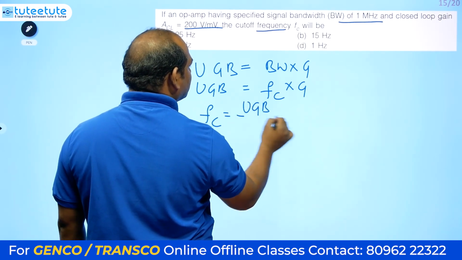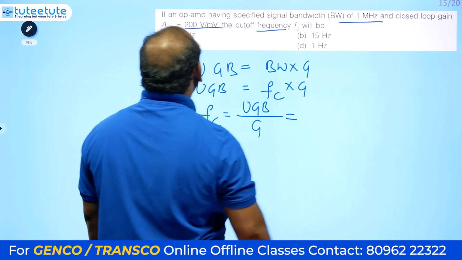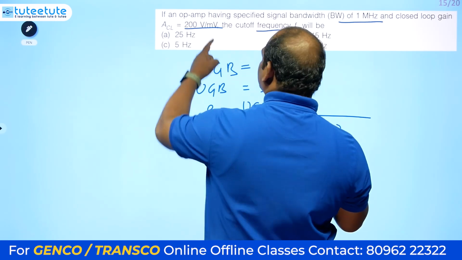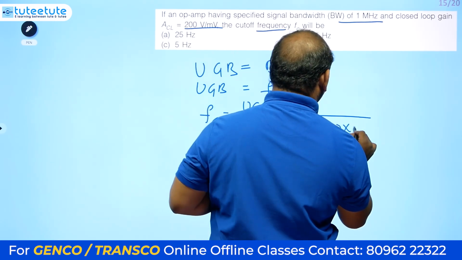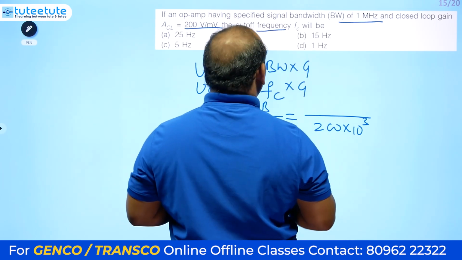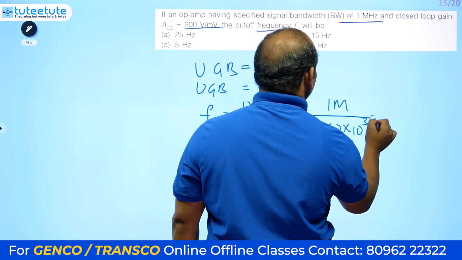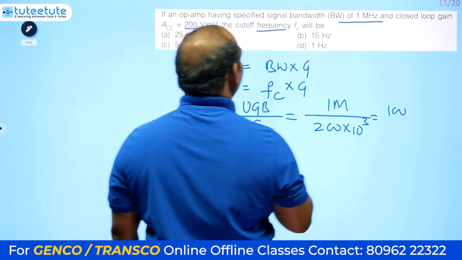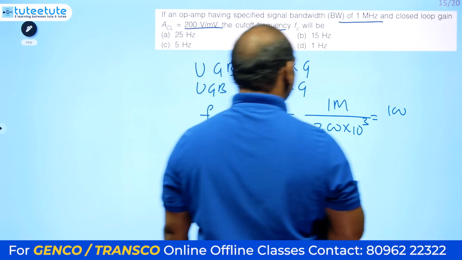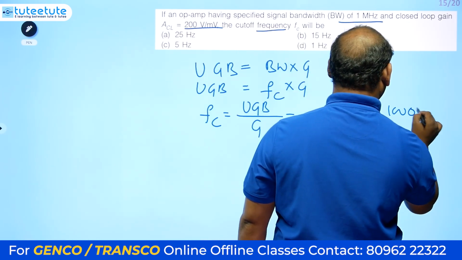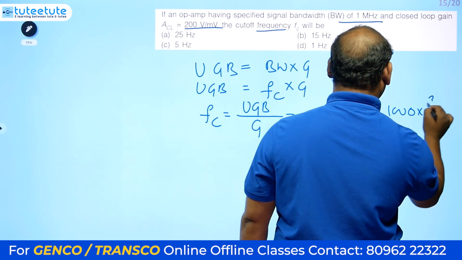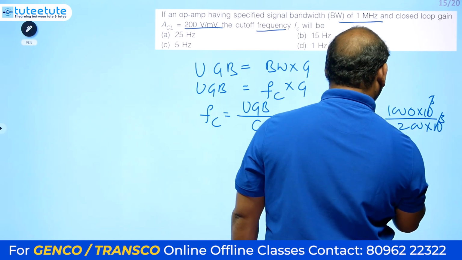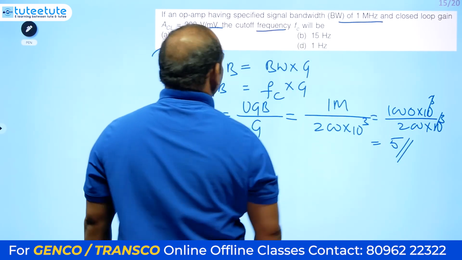So unity gain bandwidth by gain. So it is equal to what they have given. Gain is 200 volts per millivolts. By sending this milli to the numerator, it will become 10 power 3. And whatever the bandwidth they have given, that is what I am taking. That means it is 1 mega by 200 into 10 power 3. Like these two will be cancelled, and here the answer is 5. So 5 is the answer. Like this we can calculate.